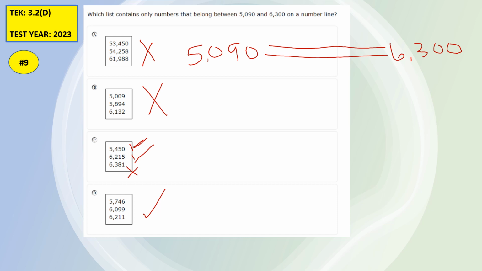Now, is that the same answer that you chose? If so, you are really smart. I mean, like really smart. Well, let's go ahead and take a look at number 10.